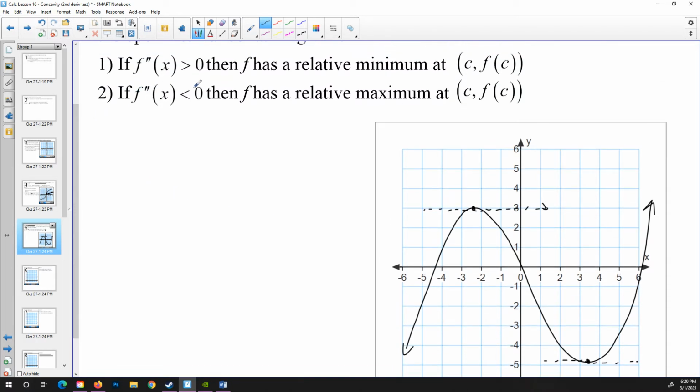If the second derivative is negative, then f has a relative maximum at this point. So in this portion of the graph, the function is concave down, so our possible extrema point has to be a relative maximum.